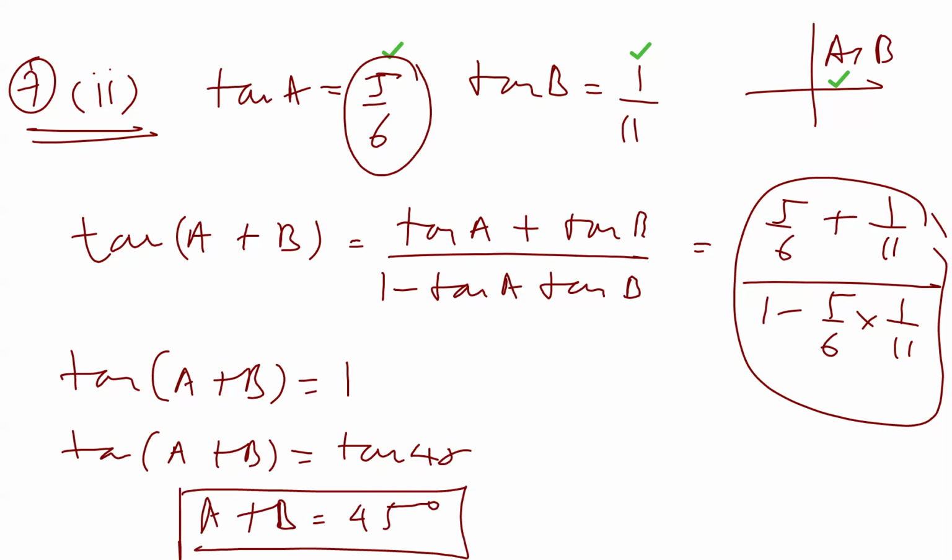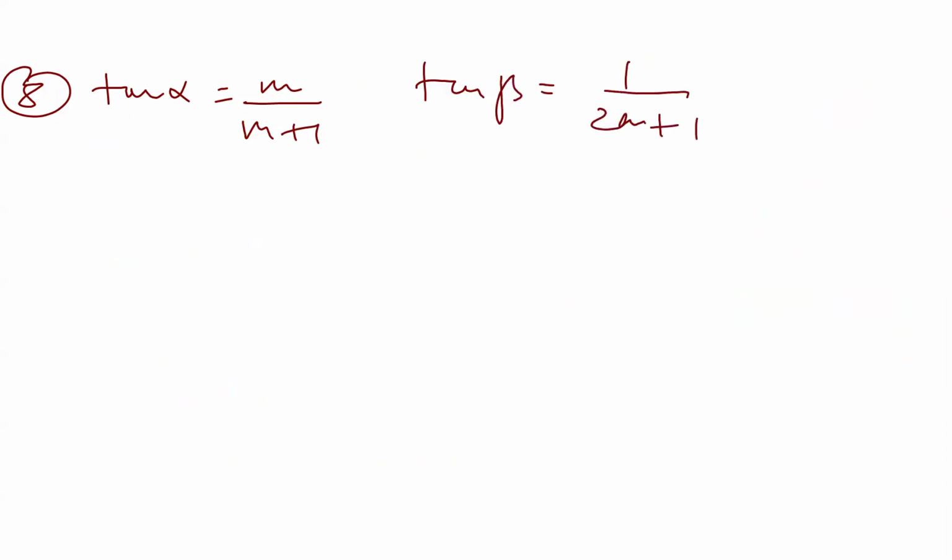Okay. Let's go to question number 8. Tan alpha is equal to m upon m plus 1, tan beta is equal to 1 upon 2m plus 1. So this problem had an error in the question. We need to find out the value of tan(alpha plus beta).